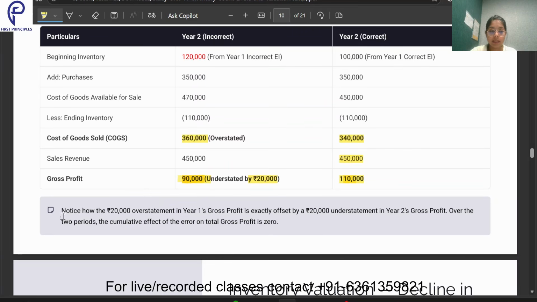So that is saying the same thing, that the overstatement in year 1's gross profit is exactly offset by a 20,000 understatement in year 2's gross profit. Over the 2 periods, the cumulative effect of the error on the total gross profit is 0.